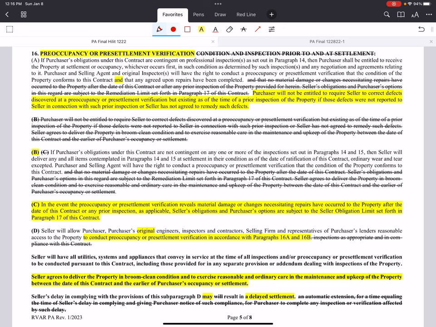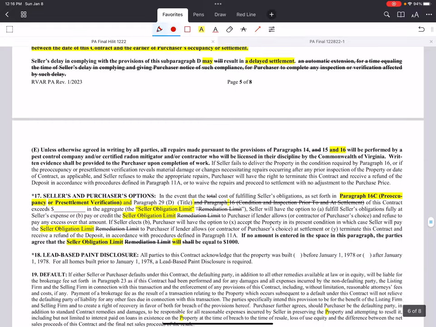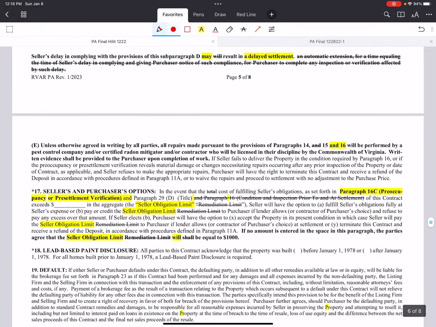We're going to take paragraphs 16 and 17 together in this video, and you'll see why here in a second. In fact, I'm going to start down here in paragraph 17. If you remember, when we launched the revisions back in July of 2022, it was the intent of those revisions to decouple the remediation limit from any cost of home inspection repairs. And we weren't real clear on that, to be honest with you.